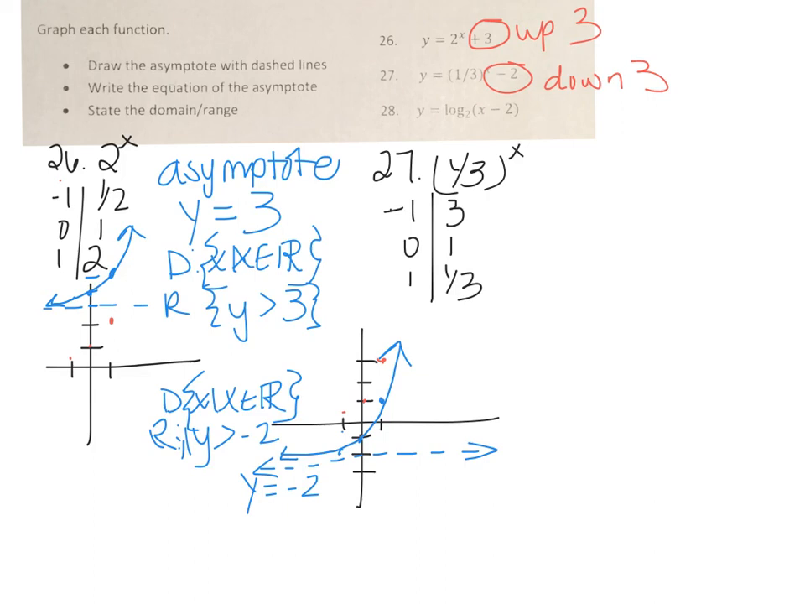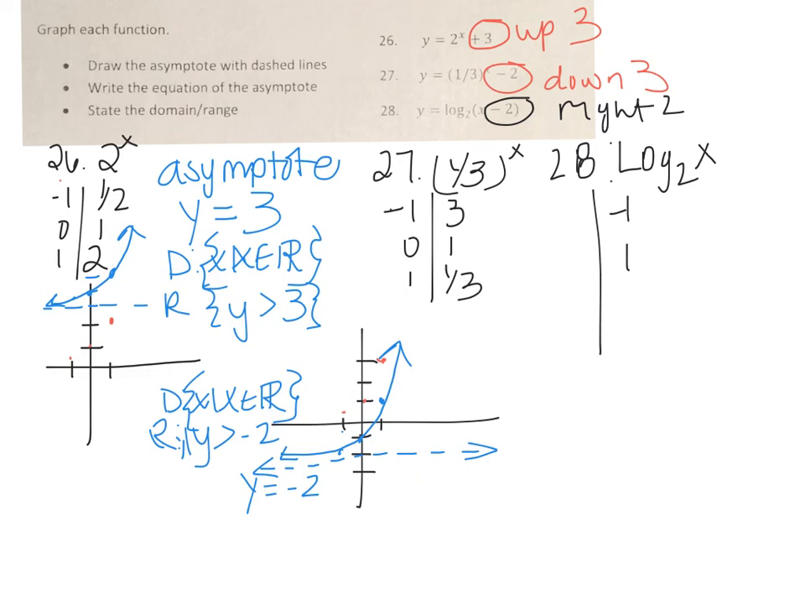And last problem, 28. My parent graph is log base 2 of x, and then we're going to move right 2. So remember this one, we use -1, 0, and 1 as our y values, and we ask ourselves, log base 2 of what equals -1? Well, log base 2 of 1/2 equals -1. Log base 2 of what equals 0? Log base 2 of 1 equals 0. Log base 2 of what equals 1? Log base 2 of 2 equals 1.